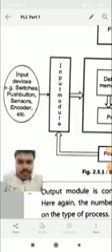Next one is the CPU. This is the central processing unit, like our normal home PC.